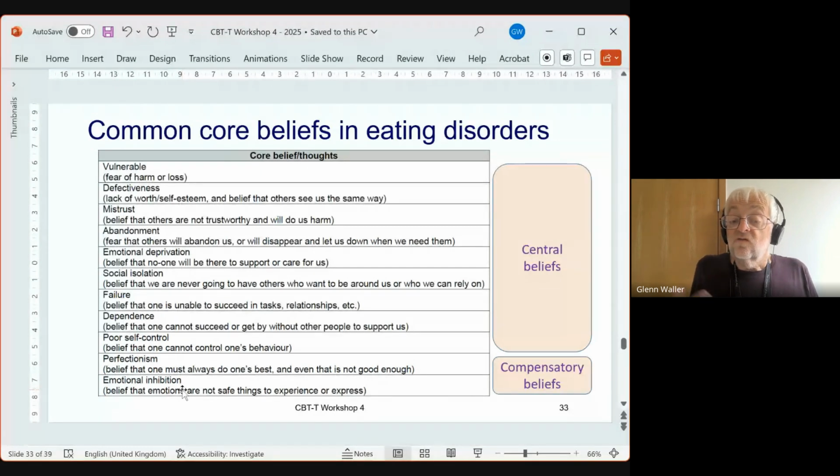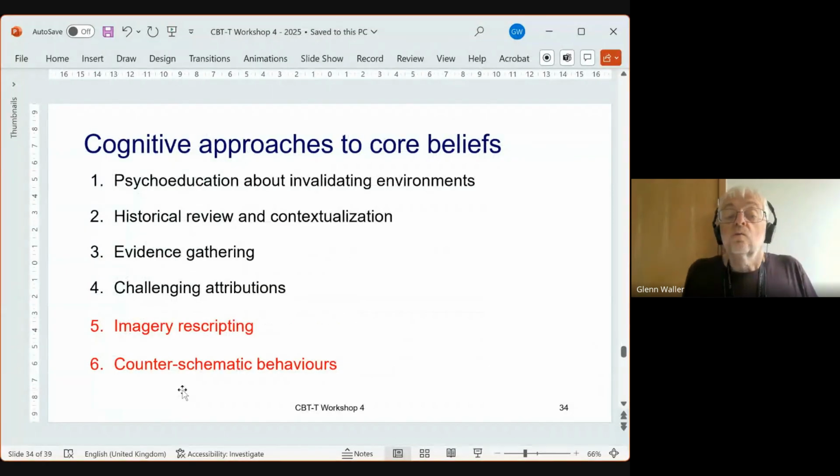Now I'm going to talk about ways in which those two can interact and sit around a person. So what we're going to do when it comes to core beliefs, first we teach people about invalidating environments. We did that before coffee, you might remember. Second, we do historical review. Tell me about how you got this belief. Tell me about the context it happened in. In other words, does it have to still apply now? We're not saying that yet, but that is what we're going to be doing.